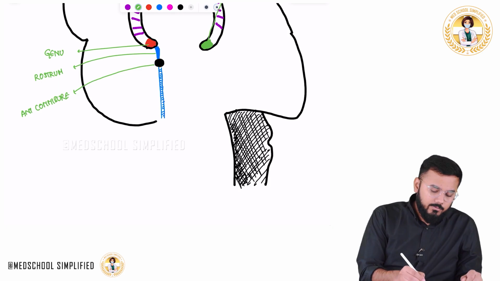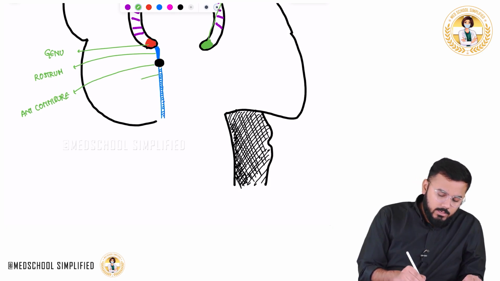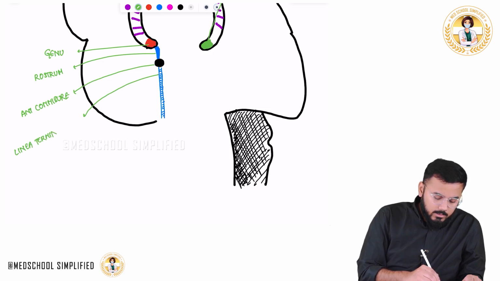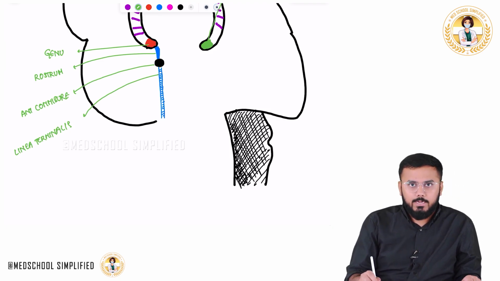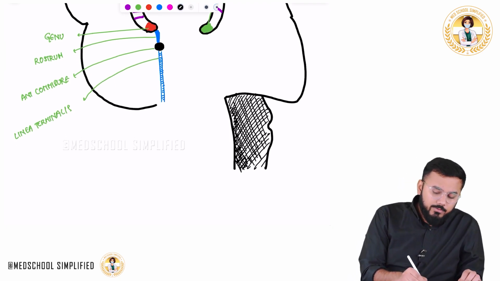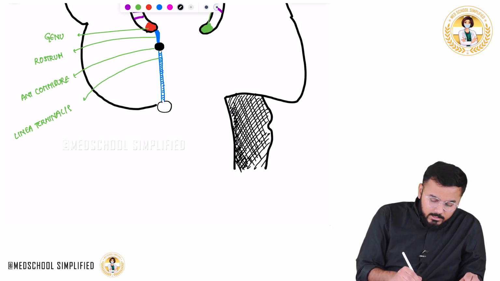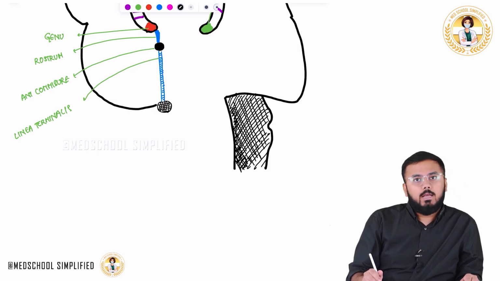Okay, what is the name of this structure? This structure over here is called as your lamina terminalis. Now, to the tip of the lamina terminalis, you have got a structure that is attached like this, you see. So, this structure which is attached to the tip of the lamina terminalis is called as your optic chiasm.